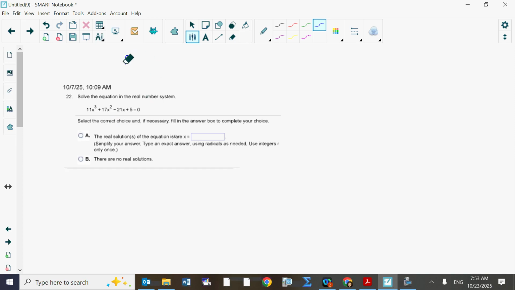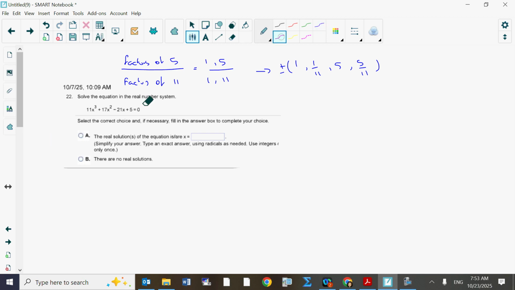So I'm going to use factors of 5 and then factors of the leading coefficient, which is 11. So those are 1 and 5, 1 and 11. So the possible zeros will be 1, 1/11, 5, and 5/11, and I need to consider positive and negative. Now, how do I know which ones are really a zero of the function?